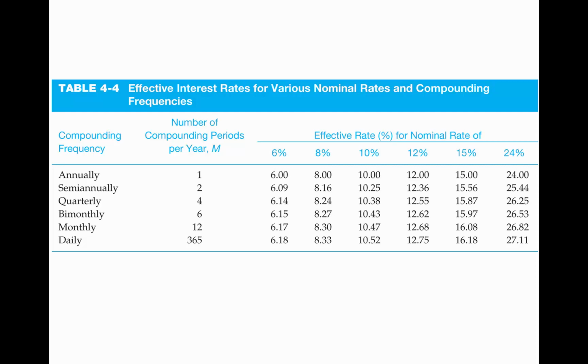So the take-home lesson from this concept is that the larger the interest rate, the greater the effect is going to be for the more frequent compounding. At 6%, the change in interest between annual and daily compounding is only 0.18%. But if you start out with a greater base rate, if your nominal is higher, then the difference between nominal and effective will also be higher.